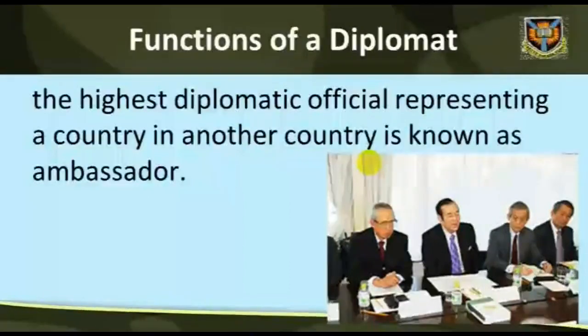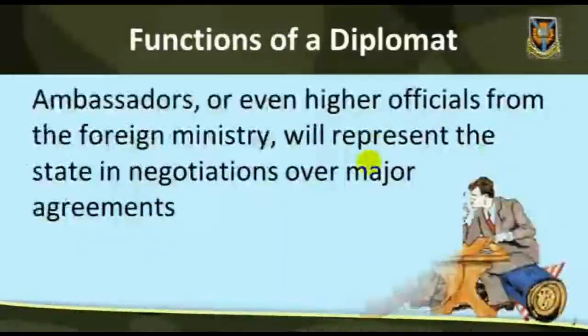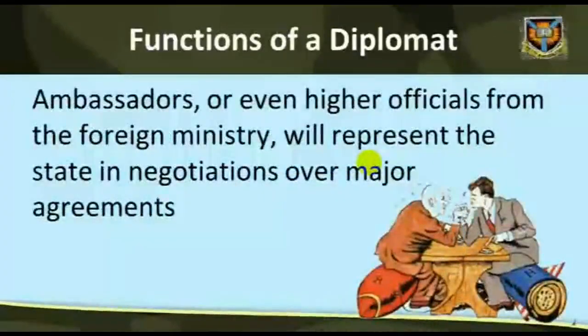A state appoints only a single ambassador to another state, and that person will be based in the capital city. Ambassadors or even higher officials from the foreign ministry will represent the state in negotiations over major agreements. Another major function of ambassadors and the rest of the diplomatic corps is to gather information about the state to which they are posted: commercial information, political information, and military information.